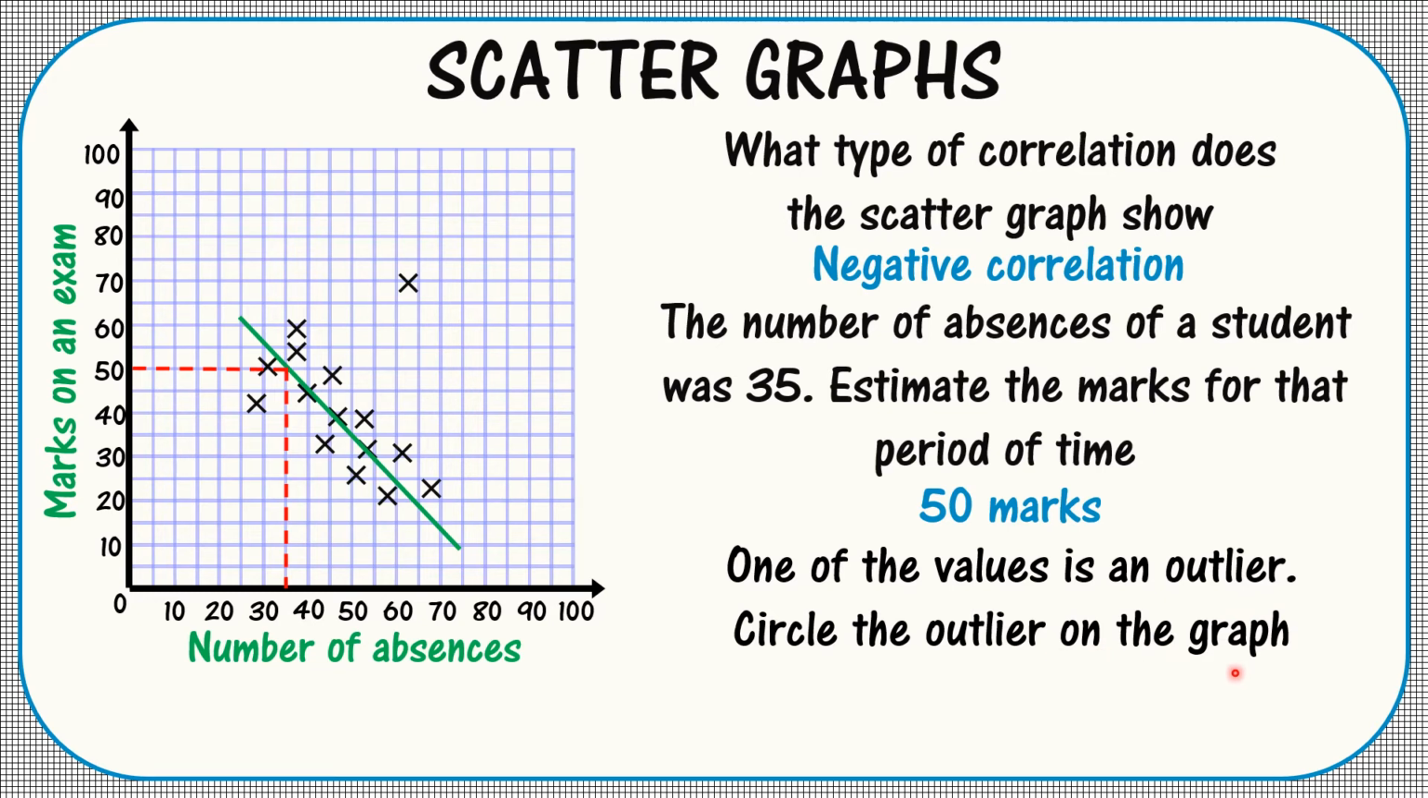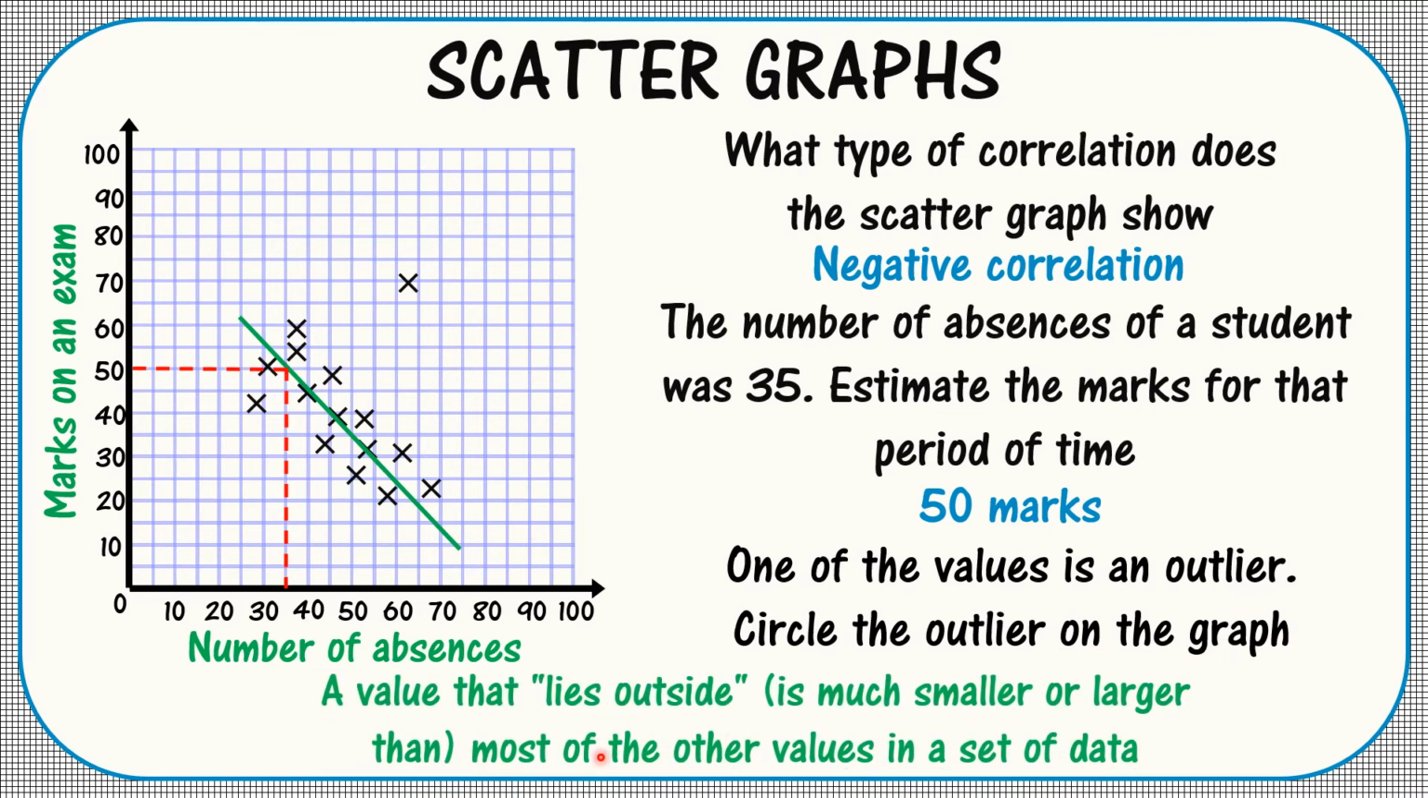Another type of question which may occur, it says one of the values is an outlier. Circle the outlier on the graph. Now, an outlier is a value that lies outside, i.e. is much smaller or larger than most of the other values in a set of data. As you can see, this value above here is an outlier. It is much larger than most of the other values in the set of data. Therefore, all you will need to do is circle this value.